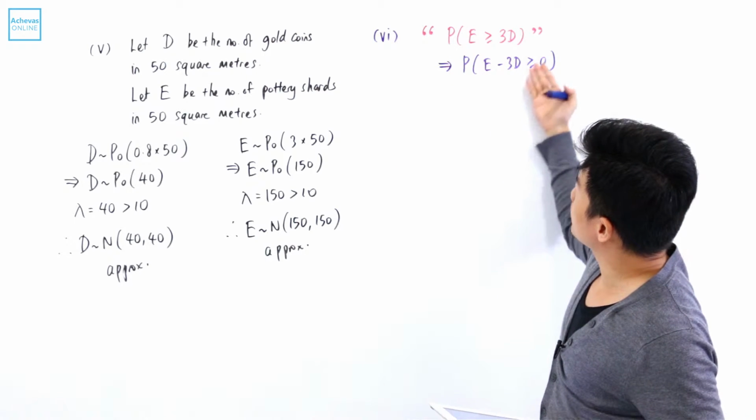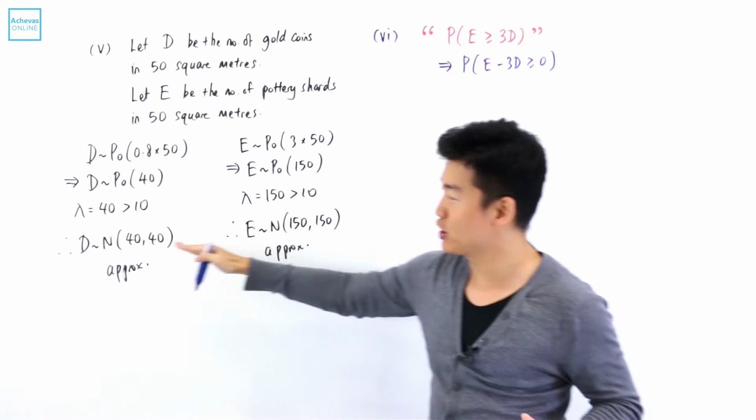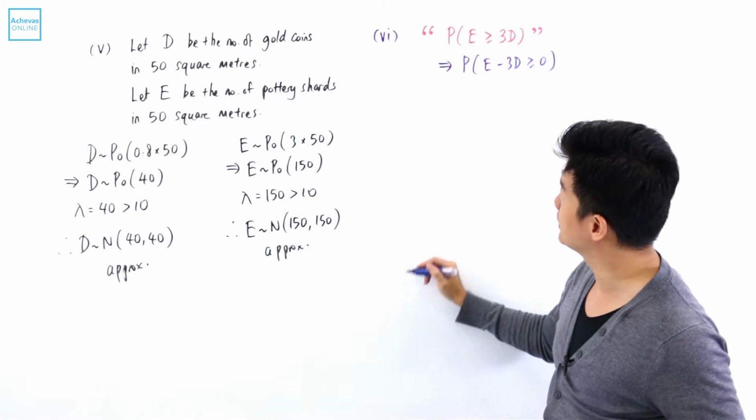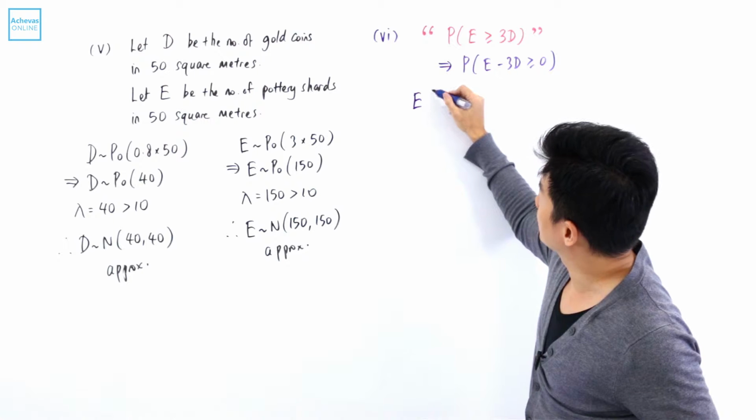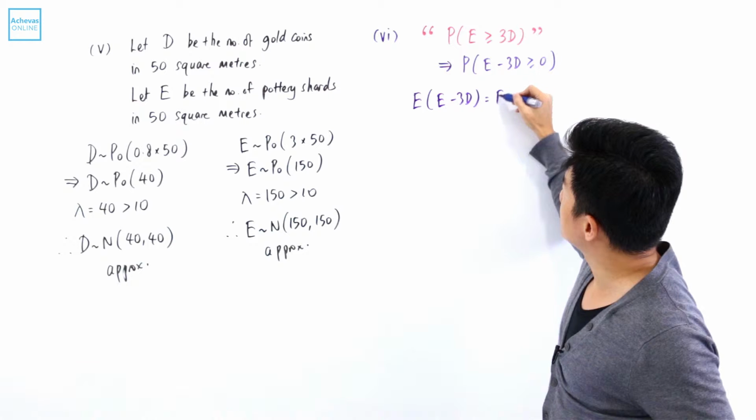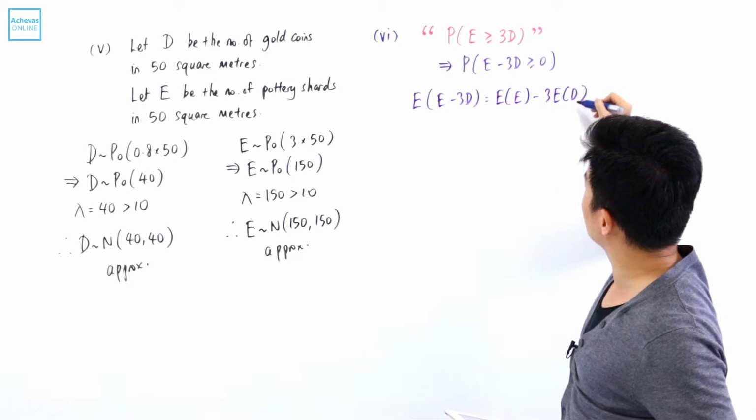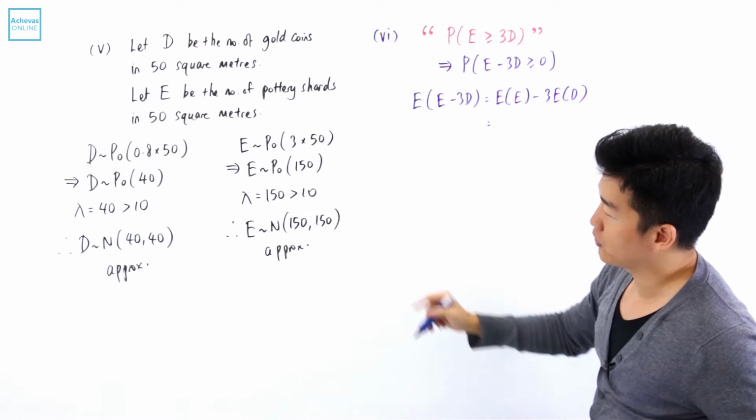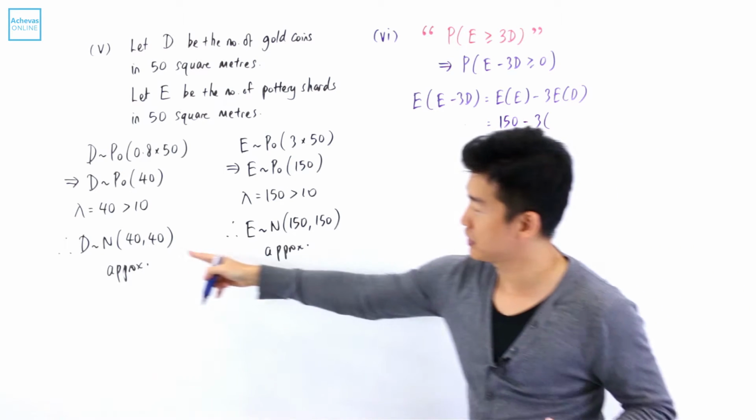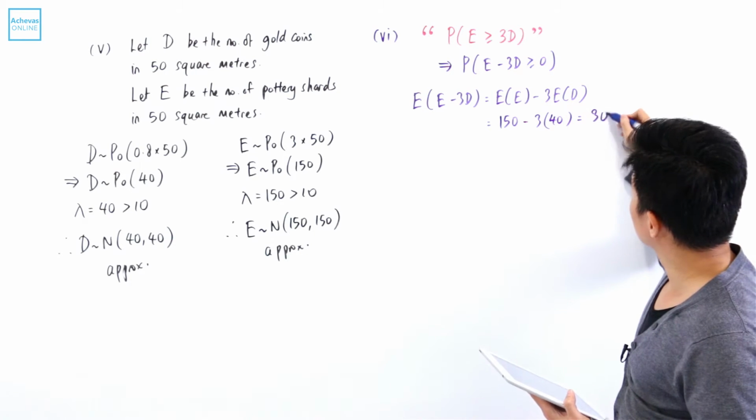Okay, so what I'm going to do is try to find the expectation and the variance of this linear combination by making use of the approximate normal distribution to the individual distributions. So I want to find the expectation of E minus 3D. This is the expectation of E minus 3 times the expectation of D. Expectation of E, which is 150, minus 3 times the expectation of D, which is 40. This is equal to 30.